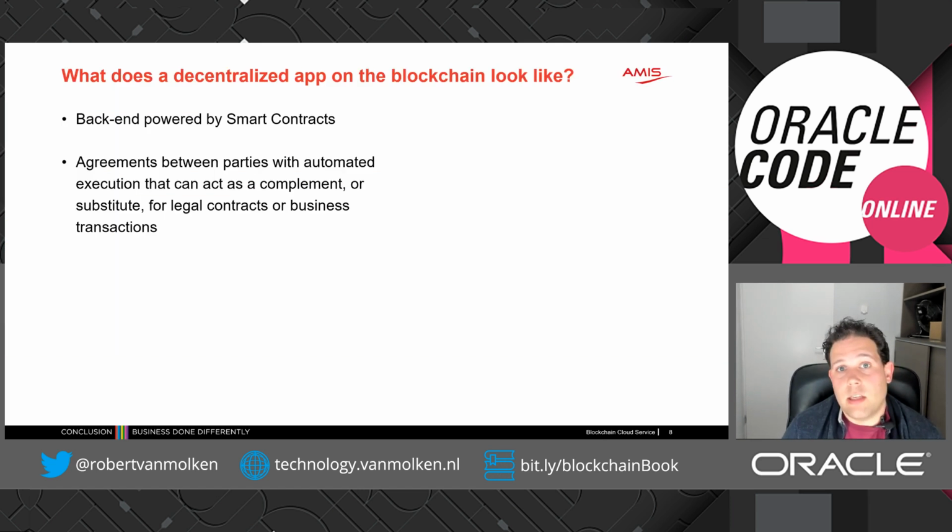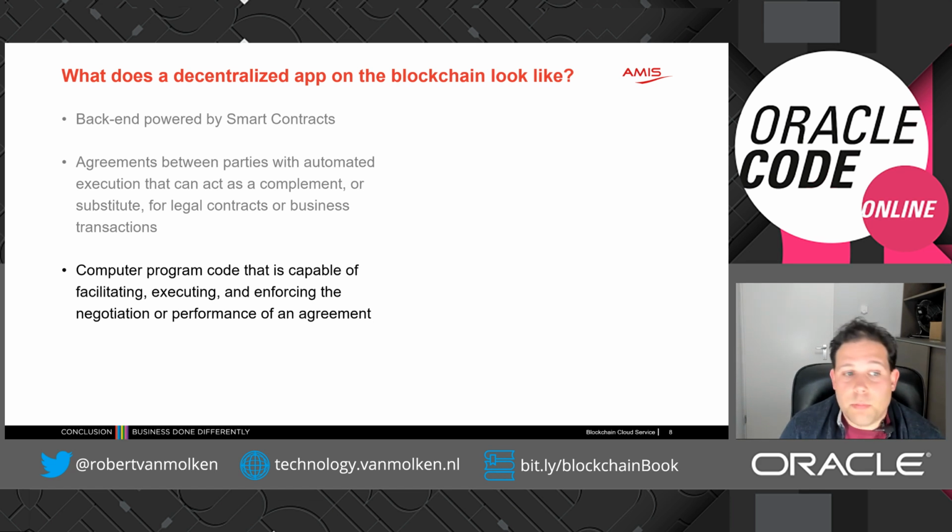So what does a decentralized app on the blockchain look like? The backend is powered by smart contracts. And smart contracts are agreements between parties with automated execution. They can act as a complement or even a substitute of legal transactions, legal contracts and business transactions.